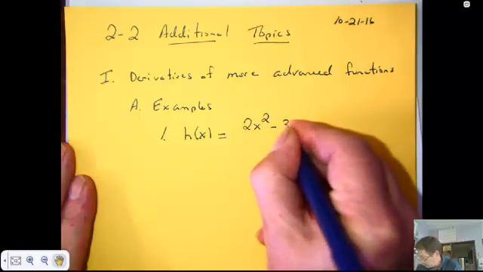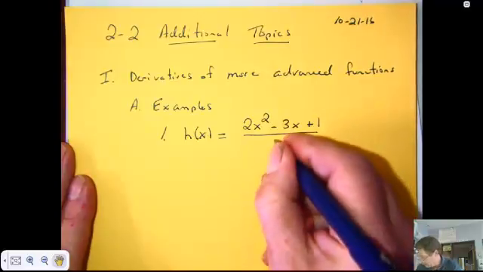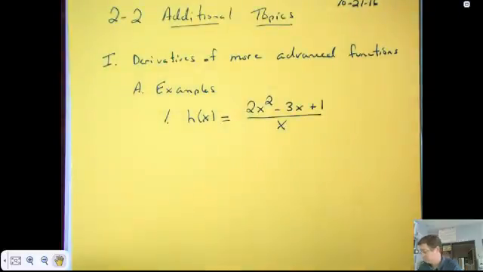2x squared minus 3x plus 1 divided by x. Okay, so we have not developed any quotient rule, any division rules yet. So we can't do a derivative that involves a division. We have no rule for that. So we actually will have to divide this first. We need to rewrite or redefine the function to do this work.